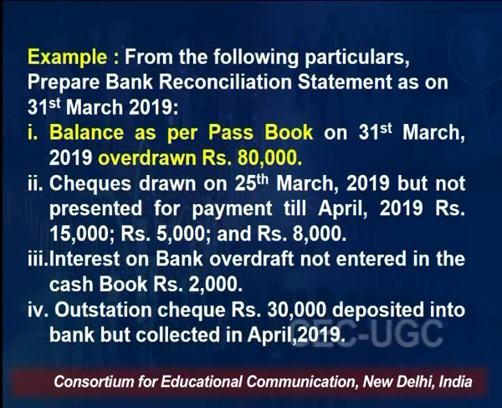From the following particulars, prepare the bank reconciliation statement on 31st March 2019. The balance as per passbook is given, and this is overdraft. This is 80,000. This is debit balance as per the passbook, which means negative balance. So we'll begin the question with the bank reconciliation statement as per the passbook, and this is a negative balance. In a simpler manner, just put the negative sign or put this 80,000 in a bracket, which will depict it is a negative item.